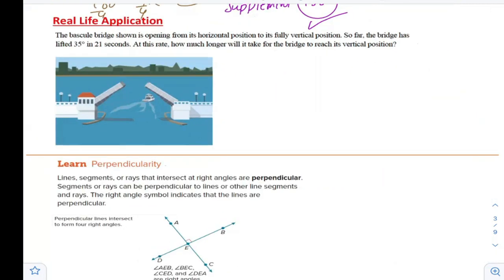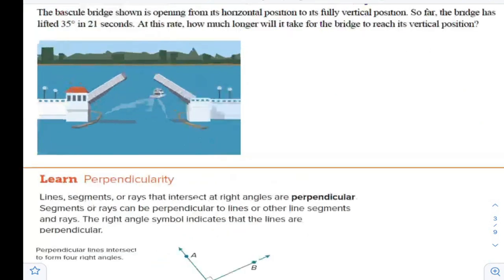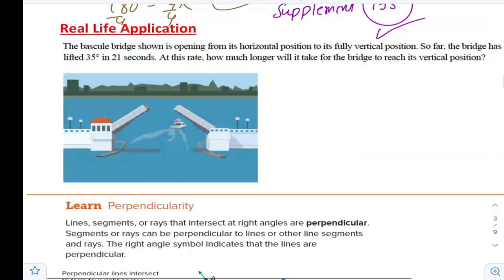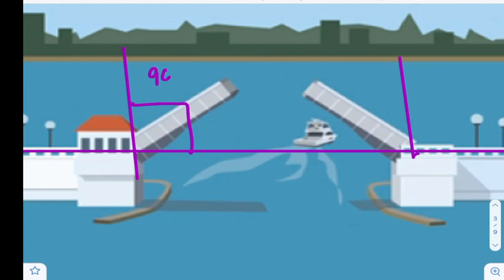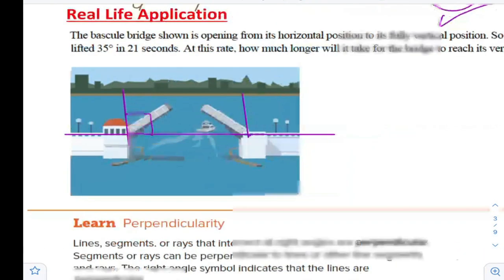Real life application. A bridge shown here is opening from horizontal position to its fully vertical position. طبعا fully vertical position is up to here. You cannot open more than that. This is up to here. هذا fully vertical position. And fully vertical position means that this angle is how much? أكيد 90 degrees. And that's why it's showing the square here.